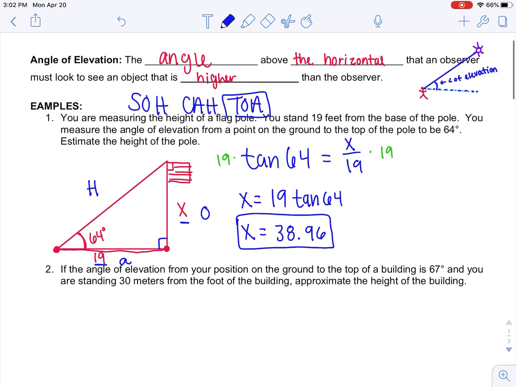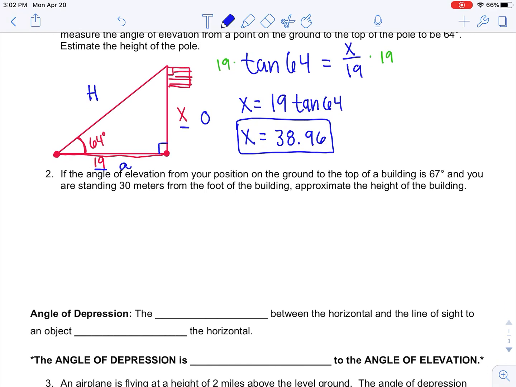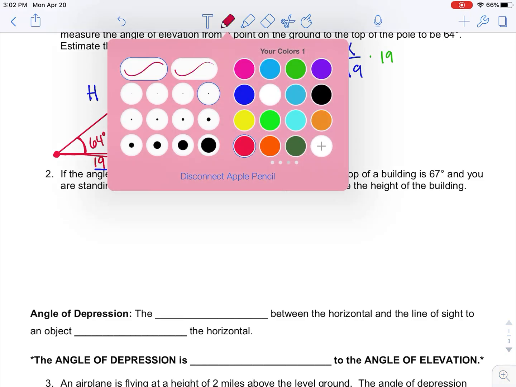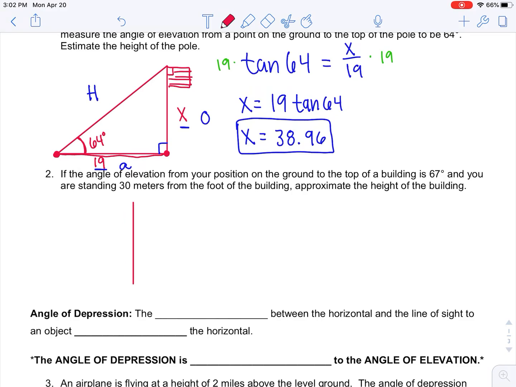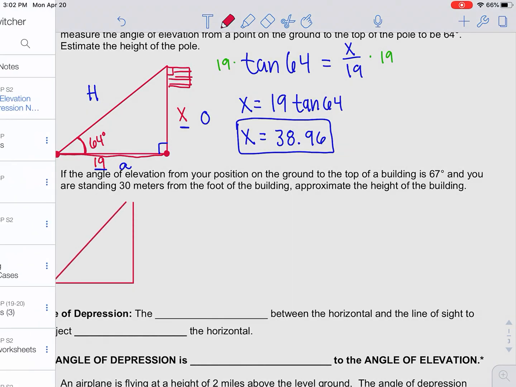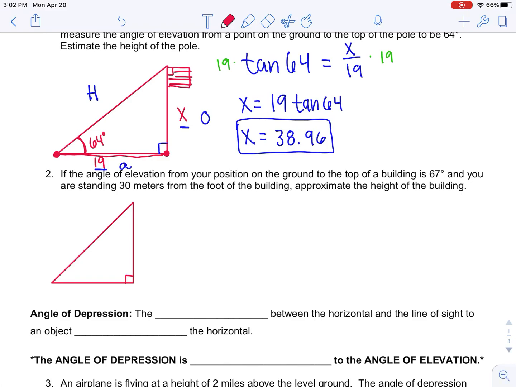Let's look at another example. If the angle of elevation from your position on the ground to the top of a building is 67 degrees, and you are standing 30 meters from the foot of the building, approximate the height of the building. So once again, we know we're going to have a right triangle because this is our right triangle trig unit. So there's our right triangle. So this is our building. I'll put some windows in it. Y'all don't judge my drawing. Okay, so there's my building.